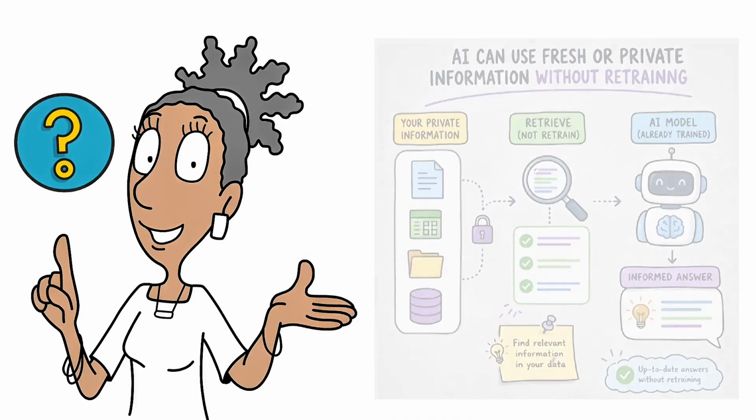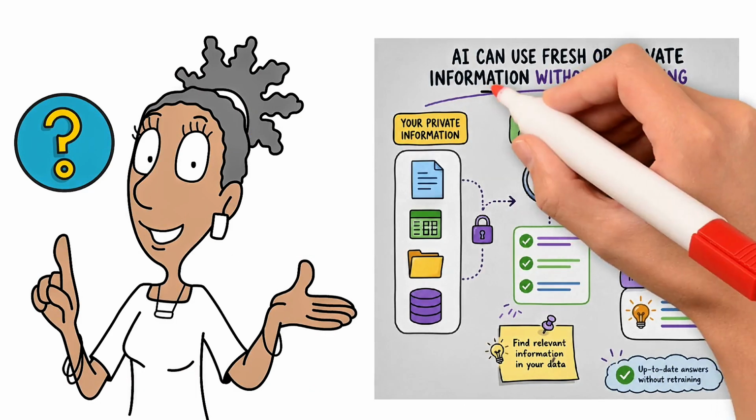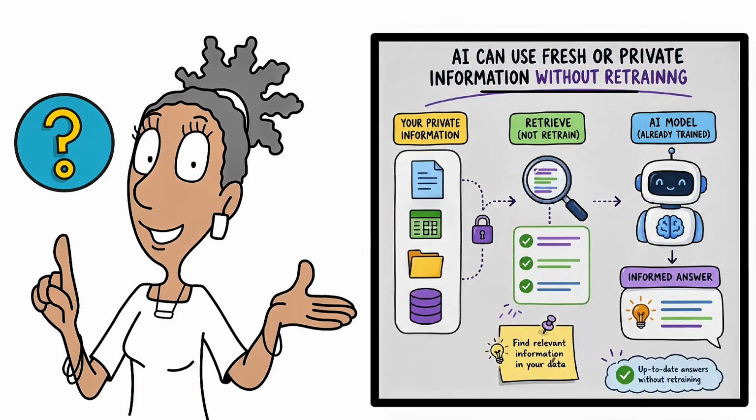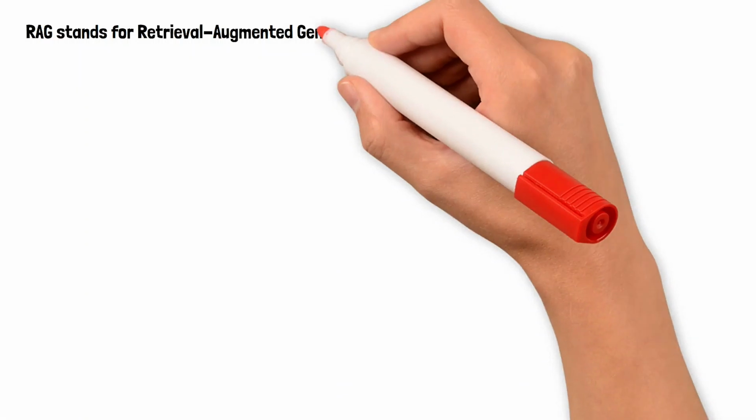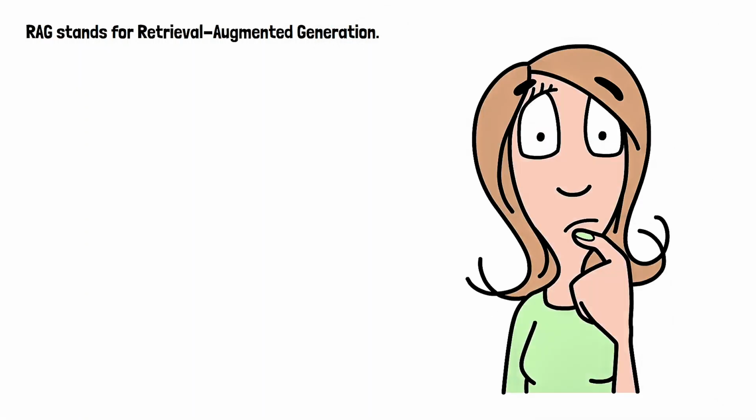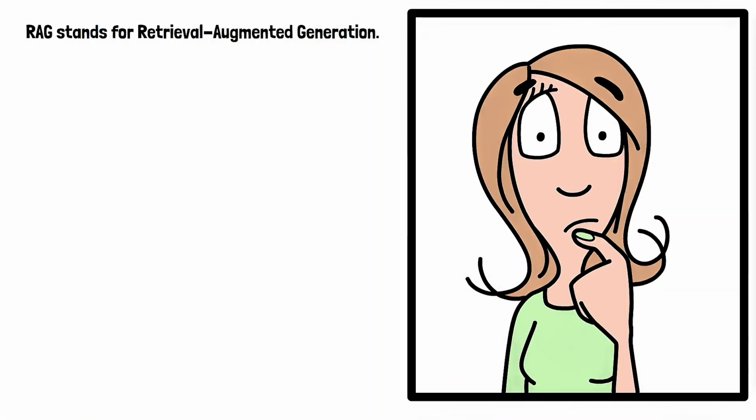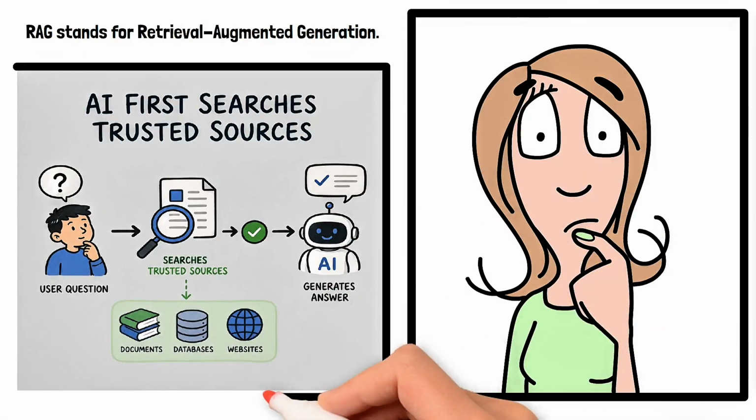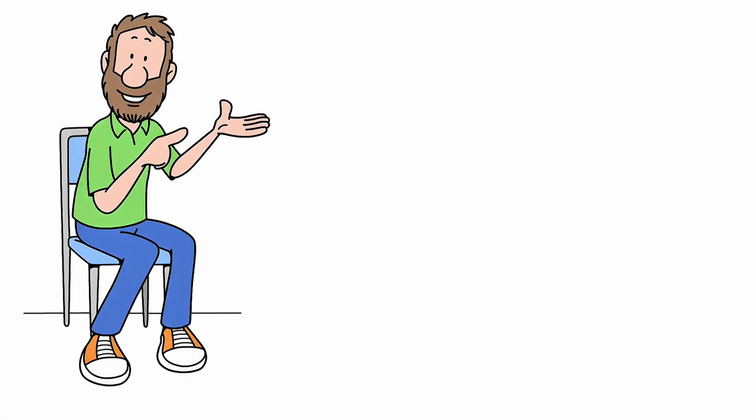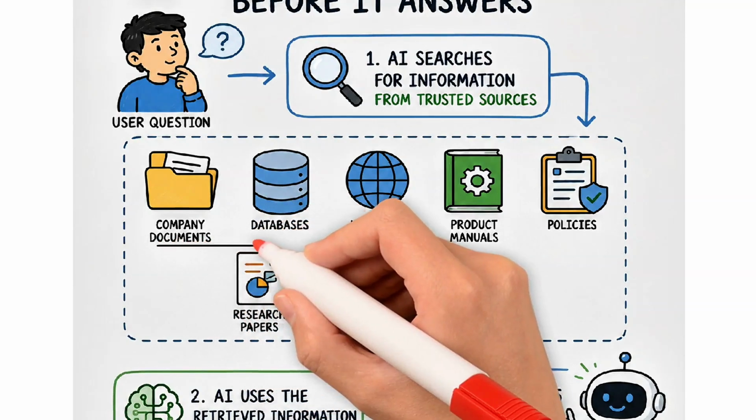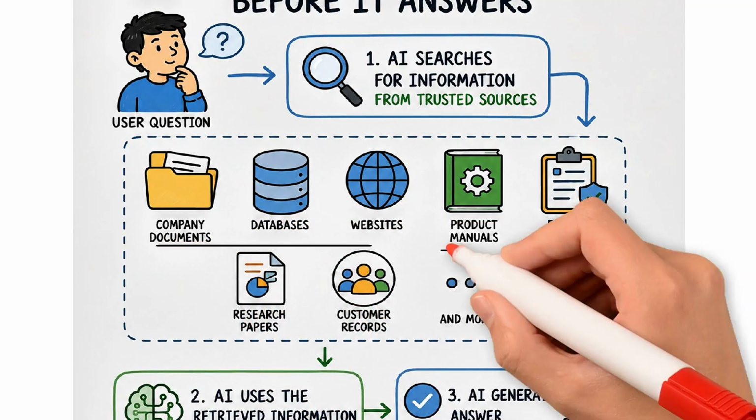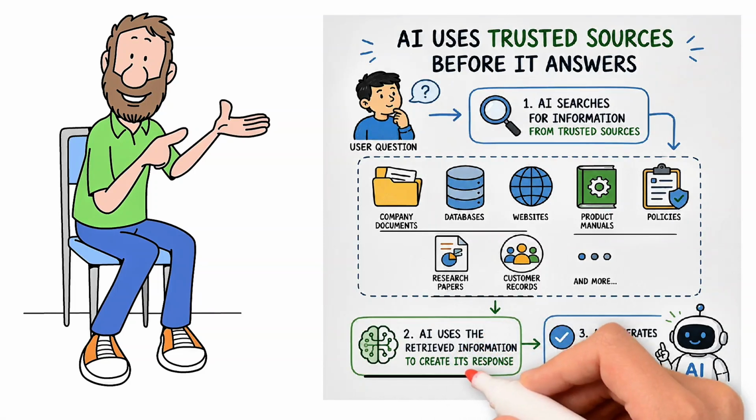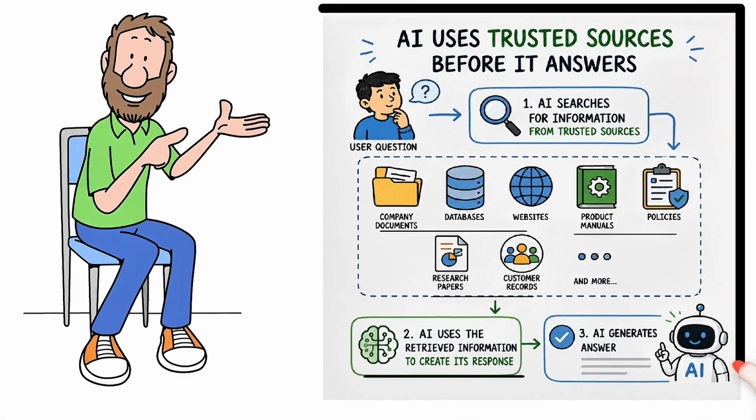But here's the real question. How can AI answer from fresh or private information without training the entire model again? RAG stands for Retrieval-Augmented Generation. The name sounds complicated, but the idea is simple. Before the AI generates an answer, the system first searches for relevant information from a trusted source. That source could be company documents, a database, a website, product manuals, policies, research papers, or customer records. Then the AI uses the retrieved information to create its response.